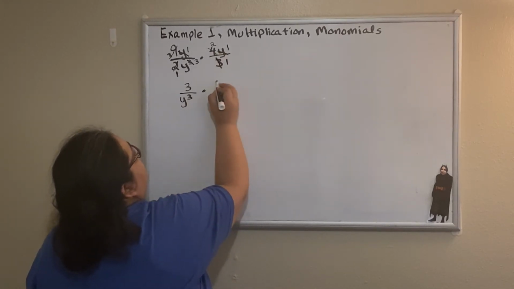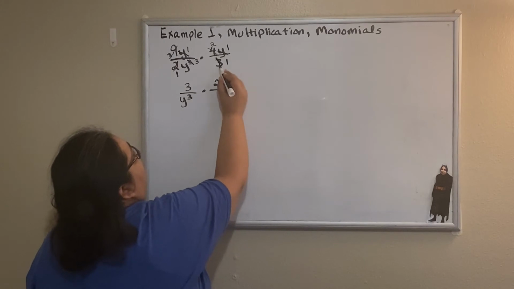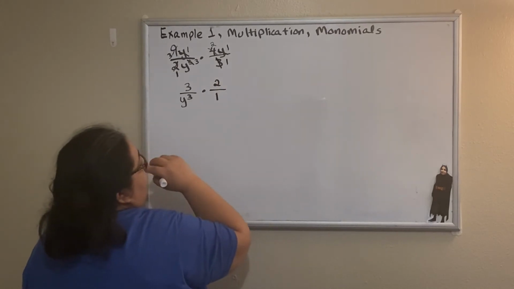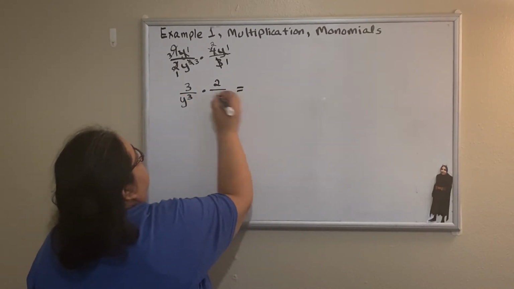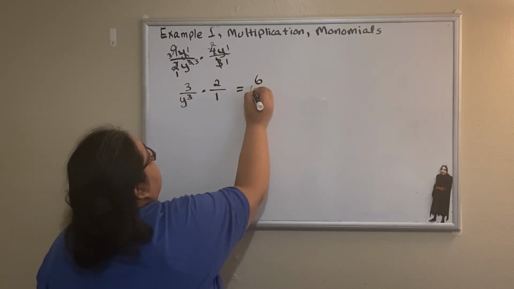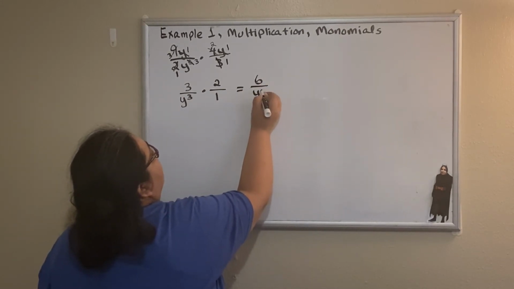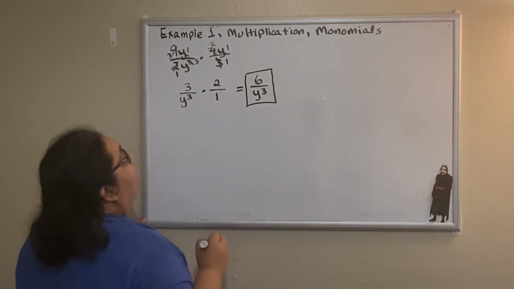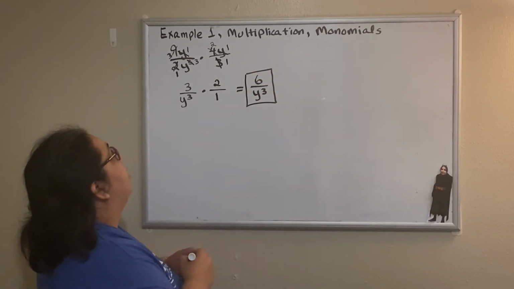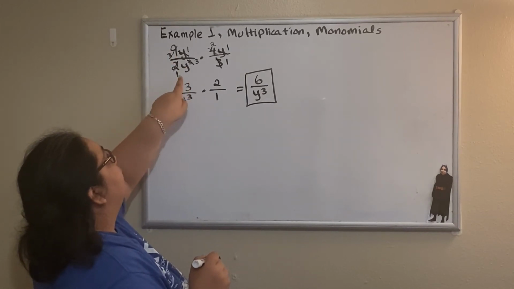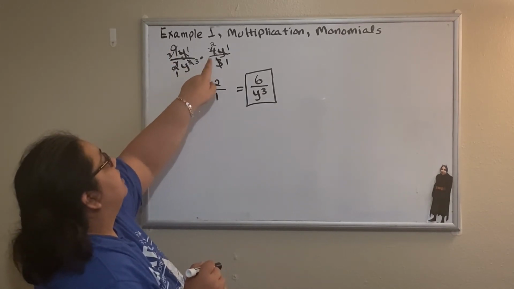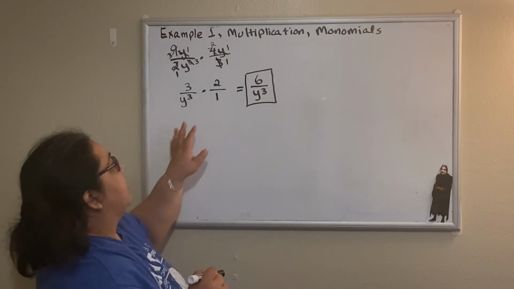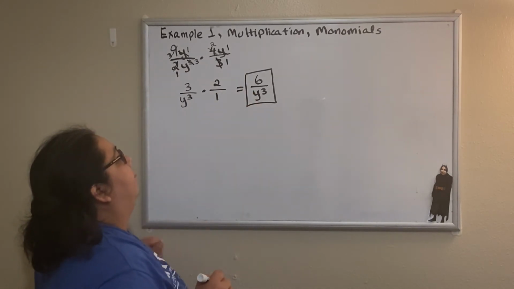Times 2 times 1 is 2 over just 1. And now we can multiply across. 3 times 2 is 6 over y to the 3rd. And that is our product. That is the product of 9y over 2y to the 5th times 4y over 3, fully reduced and simplified.